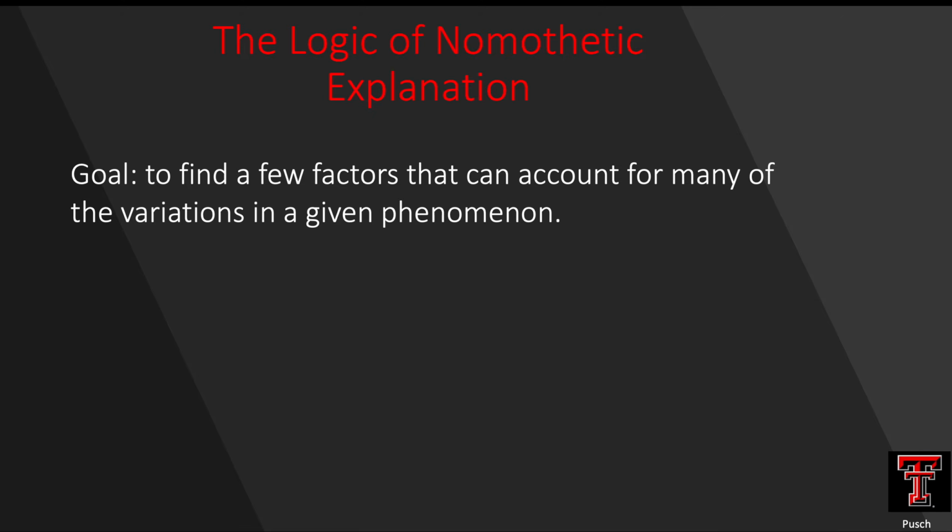So again, nomothetic explanation is the default that we use in most social science research. The vast majority of research uses this. Our goal is to find a few factors that can account for many of the variations in a given phenomenon. So for example, I'm going to use school crime. We're not looking at one particular school crime and giving all the explanations for why it happened. We want to know what school crime in general looks like.